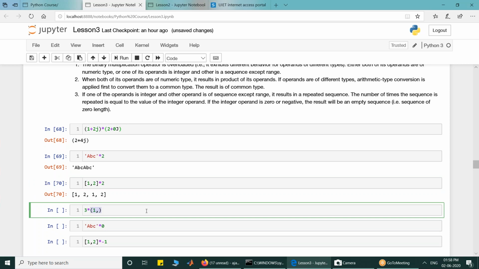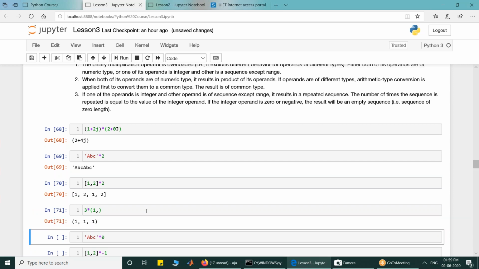Now 3 into 1 comma within brackets. Tell me the type of 1 comma within brackets. Yes, Sejal, it is a tuple. Very right. A tuple is a type of sequence. When you multiply 3 with it, you will get 3 ones.